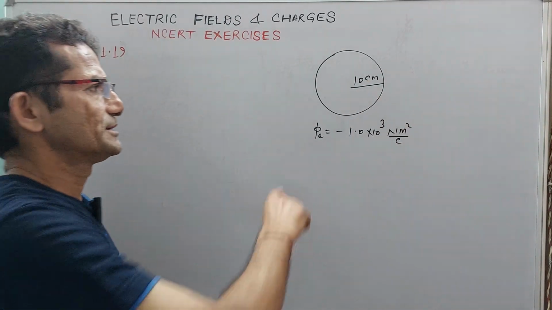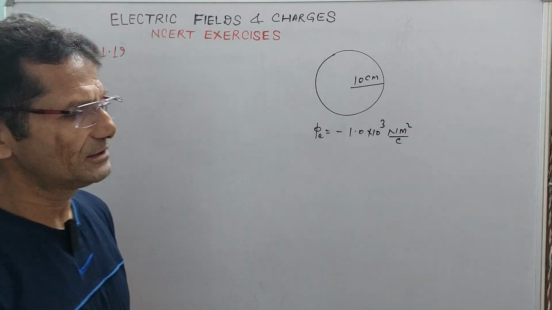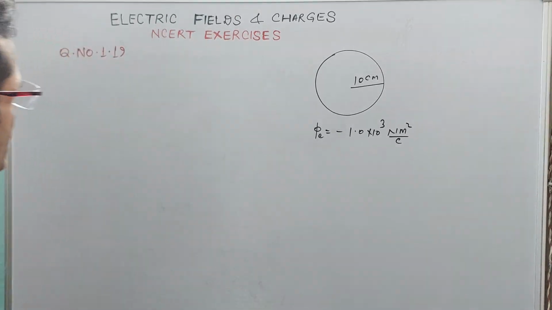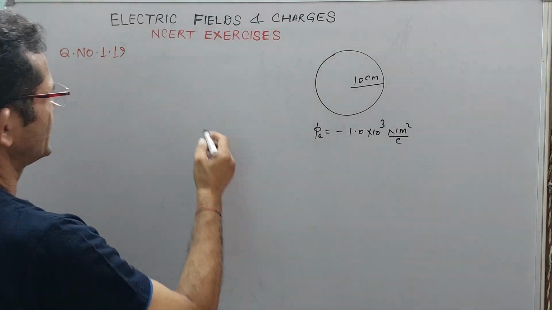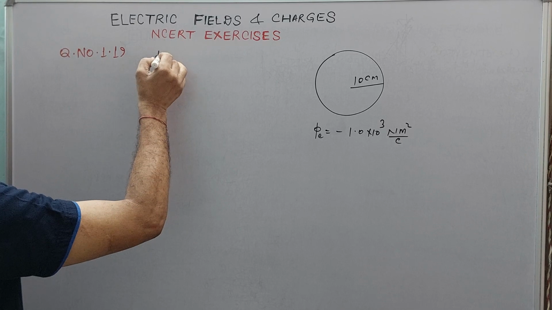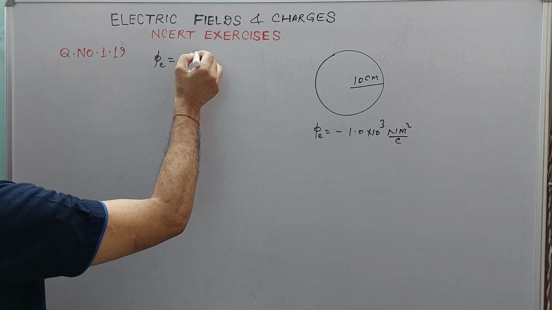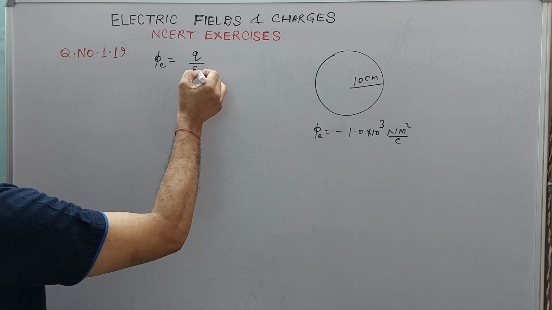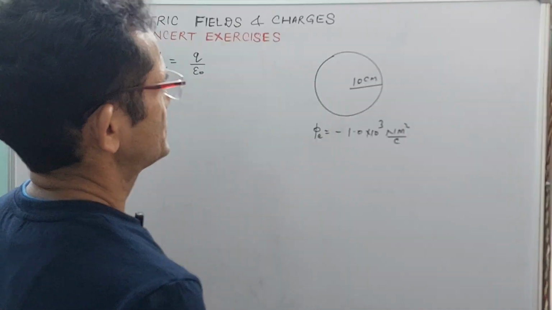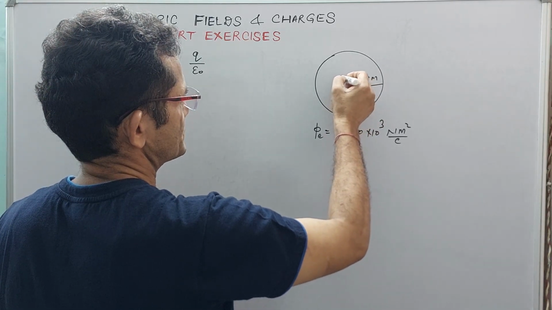If I double the radius of the spherical surface, what will be the flux? Here the flux will remain the same, and the reason is the electric flux from Gauss's law. Gauss's law says that electric flux phi is equal to charge divided by epsilon naught. So there should be a charge inside of this one.